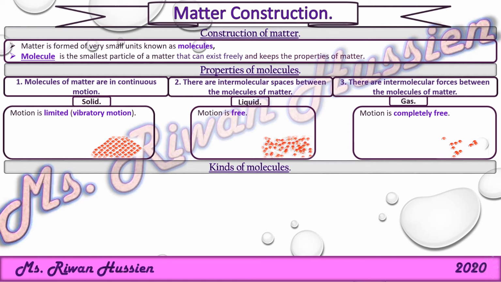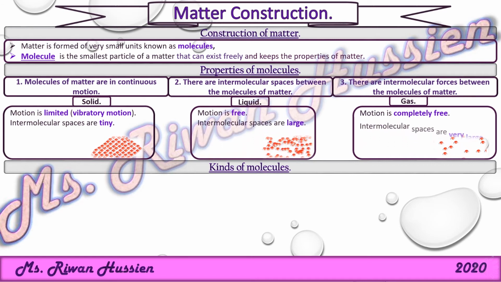Moving to the second property of molecules, as you can see in the pictures, there are intermolecular spaces between the molecules of matter, either solid, liquid, or gas, where the intermolecular spaces between the solid molecules are tiny. The intermolecular spaces between the liquid molecules are large. The intermolecular spaces between the gaseous molecules are very large. And we've defined the intermolecular spaces as the spaces found between the molecules of matter.